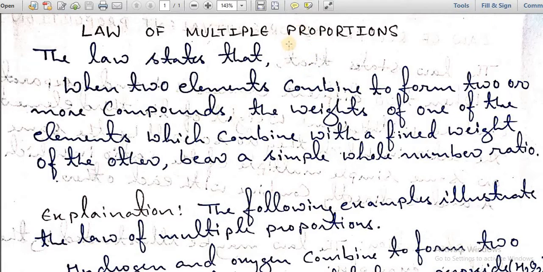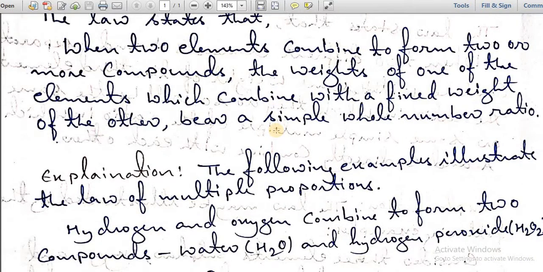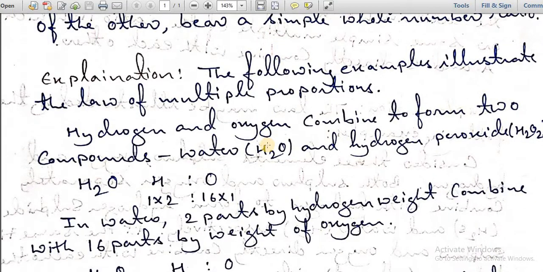So according to the law, when two elements combine to form two or more compounds, the weight of one of the elements which combines with the fixed weight of the other bears a simple whole number ratio. Now let us try to understand this statement with an example. The following example illustrates the law of multiple proportion.